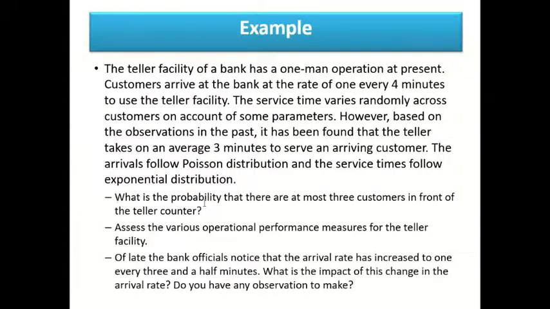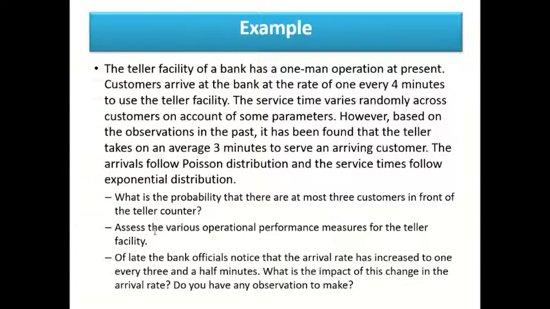Now we have to calculate the probability of what is the probability that there are at most 3 customers in front of that teller or counter. When we say at most 3, it means there can be 3 or less than 3: either 3, or 2, or 1, or no customers. So what is the probability that there will be 3 customers, or 2 customers? If we sum up the probability of 3 customers, 2 customers, 1 customer, and no customers, then we get the answer to this first part.